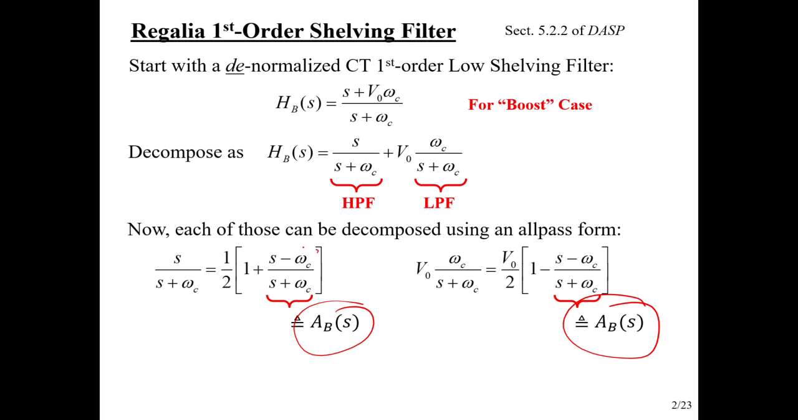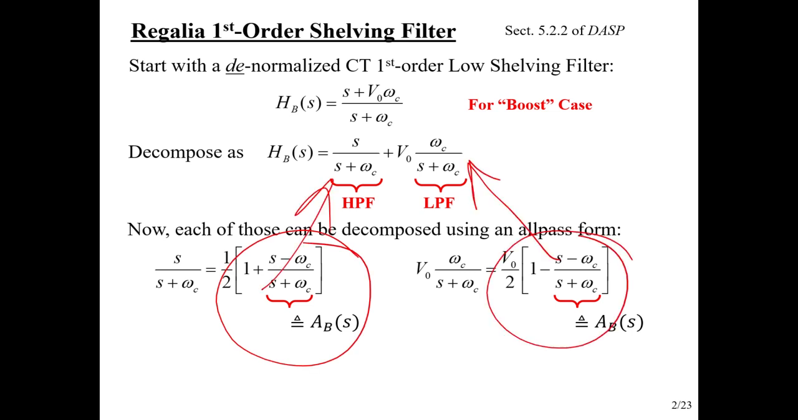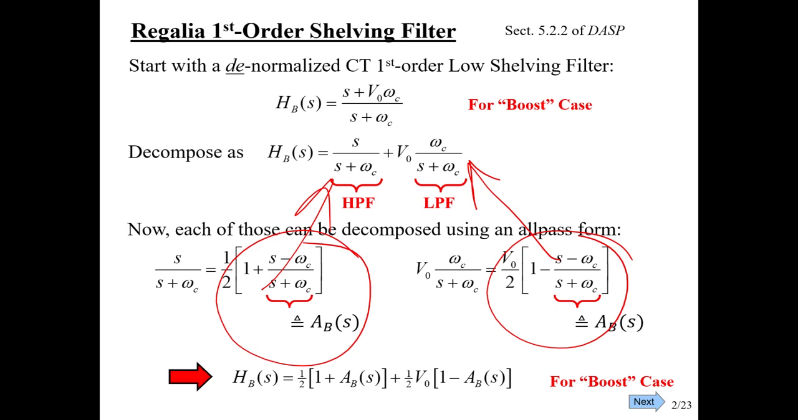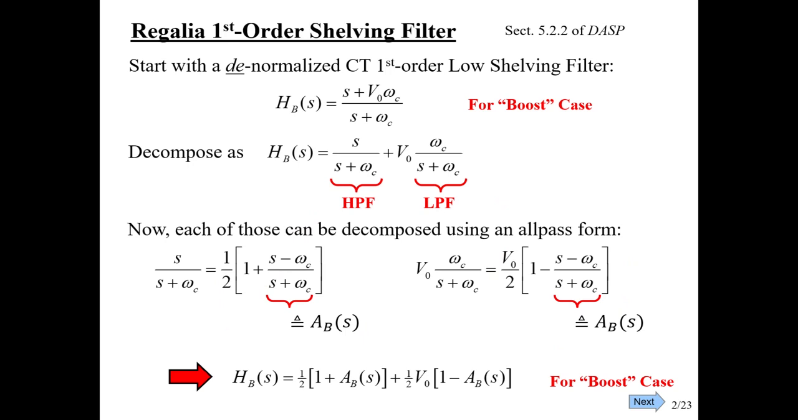So we know that is the form of an all-pass filter. That is the form of an all-pass filter. In fact, it's the same all-pass filter. So we can now plug these things into these positions and see that we end up getting something that looks like this. And so we can see that we get our transfer function for our low shelving boost filter by just combining two parts, each one involving an all pass filter.